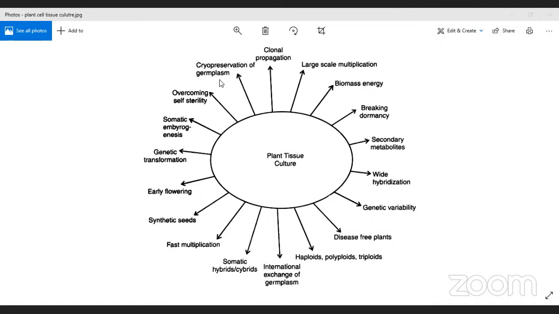These somaclonal variations were first identified by the scientists Larkin and Scowcroft. This genetic variability is due to cells of various ploidy levels and the genetic constitution of the initial explant. These kinds of variations may show some useful characters such as resistance to a particular disease. Some show herbicide resistance and stress tolerance.